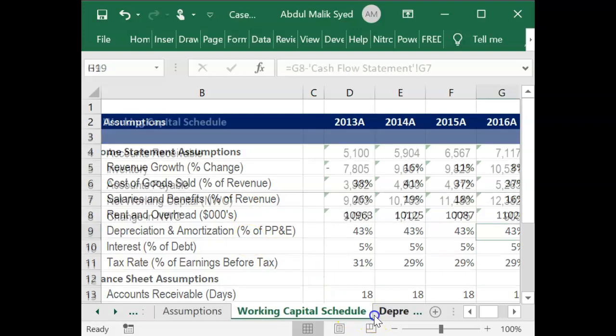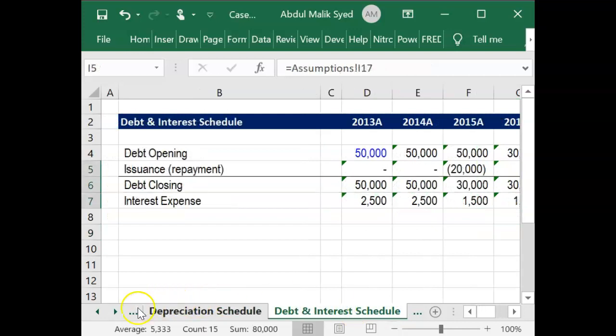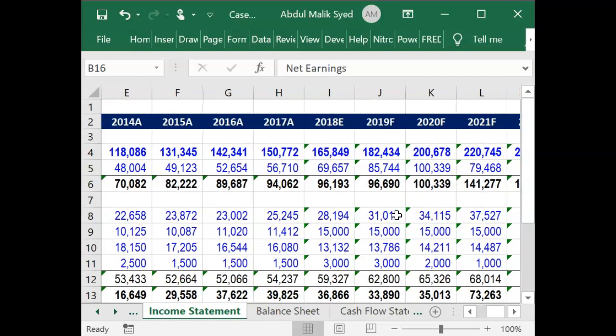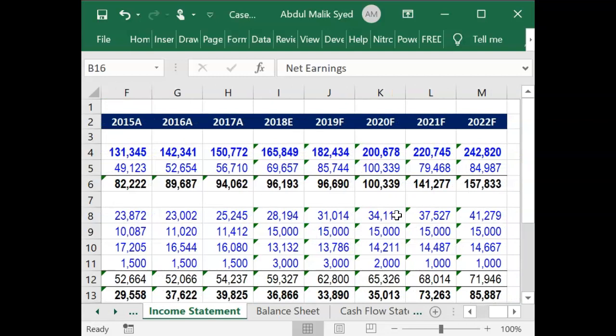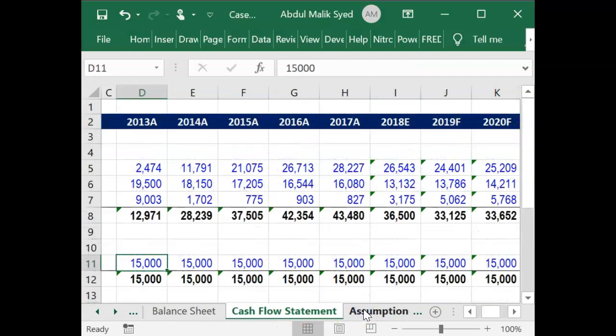We develop the working capital schedule, the depreciation schedule, and the debt interest schedule, and then prepare the 3-statement forecasts. We call them the pro forma statements. The income statement we project until 2022. These are called forecasting. And the balance sheet also we do. Then we do the cash flow statement.